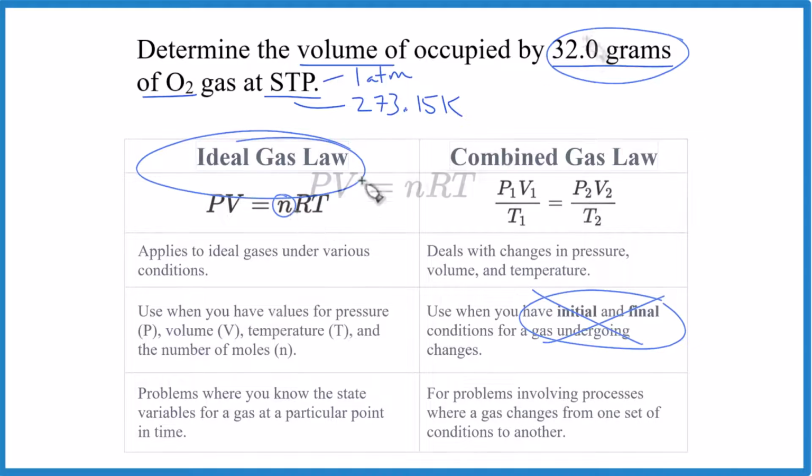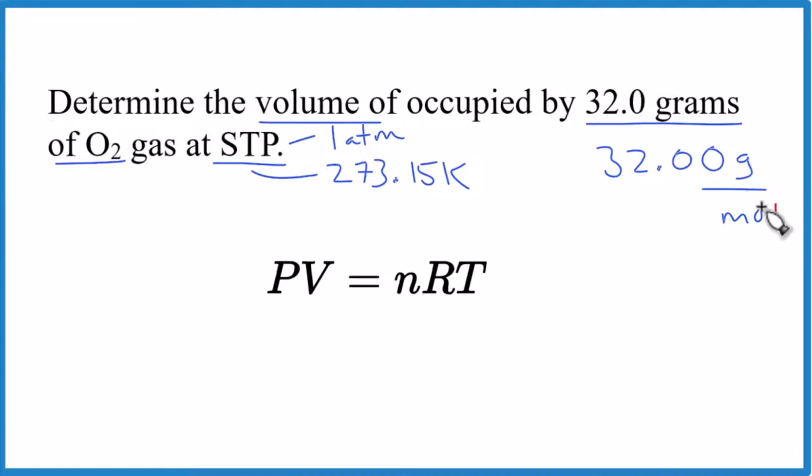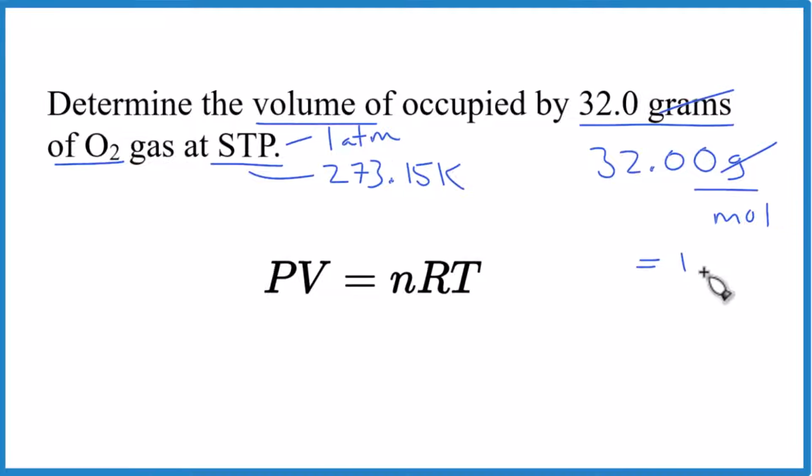So let's do it. Let's first convert these grams of O2 to moles. Grams to moles, you divide by the molar mass. For oxygen, that's 32, and the units are grams per mole. So now I've got grams up here and here, they cancel out. When I do the math, I end up with 1.0 moles. So now we have n, our moles, 1.0 moles.